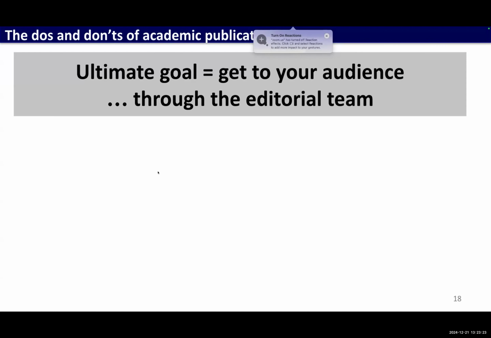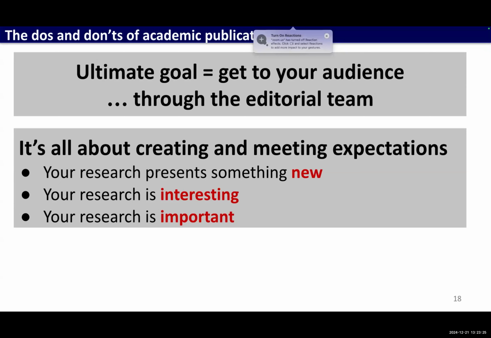So your ultimate goal is to get through to your audience, so to get through the editorial team. And it is really all about creating expectations and then meeting those expectations. So how do you create expectations, right? The editorial team or the reviewers are getting many, many more papers than what they can accept to publish. And they may not know or think your research is interesting. It might not be their area of expertise or their area of interest. And you have to convince them this is going to be interesting and important.